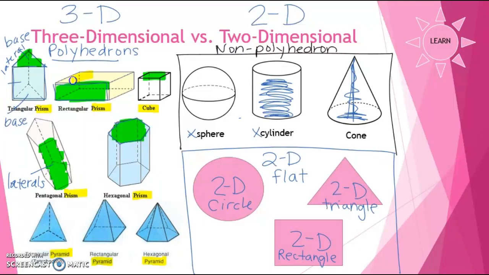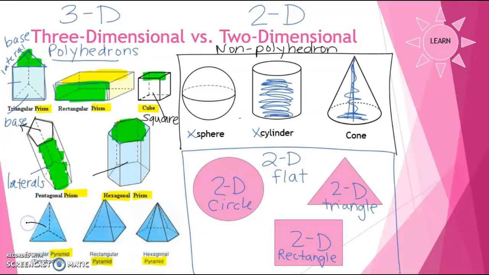So, for example, on the rectangular prism, all the sides are rectangles, but the base could be a square or a rectangle. On a hexagonal prism, the base is a hexagon, so that'll help you tell the difference. On a pentagonal prism, the base is a pentagon, but all of the laterals are rectangles. The lateral here is a rectangle. The lateral here happens to be a cube, which means that all of the faces are squares. Does that make sense?